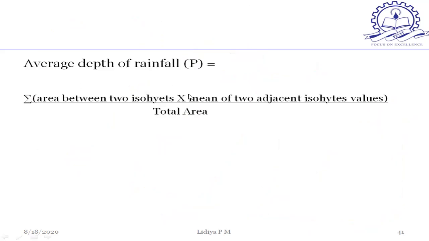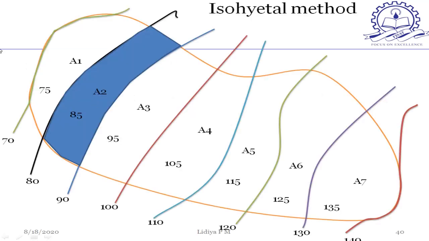The mean of two adjacent isohyet values, divided by the total area, that is the total area of the land we are considering. Considering this figure, the equation will be A1 into 75 plus A2 into 85 plus A3 into 95 plus etc., divided by the total area, and that represents the average rainfall. This is about the different methods for calculating the average depth of rainfall. Next we will discuss the problems.